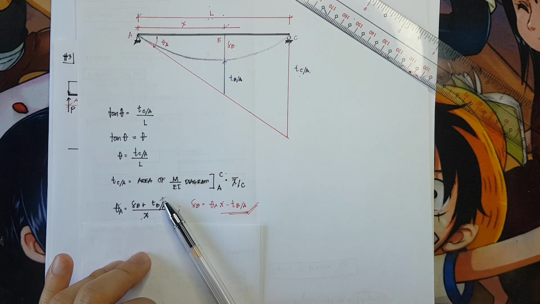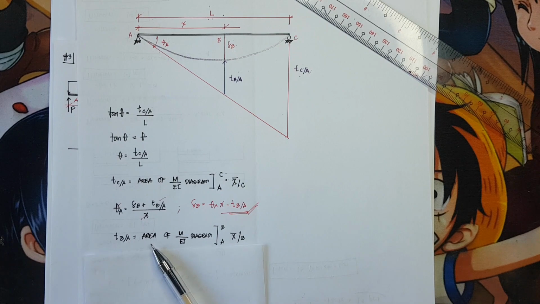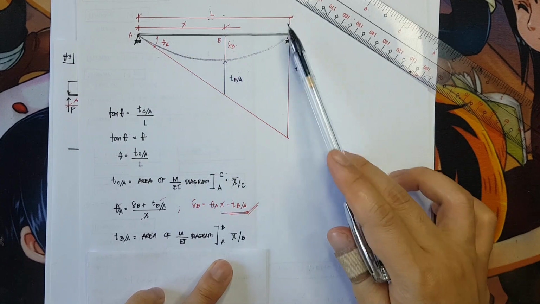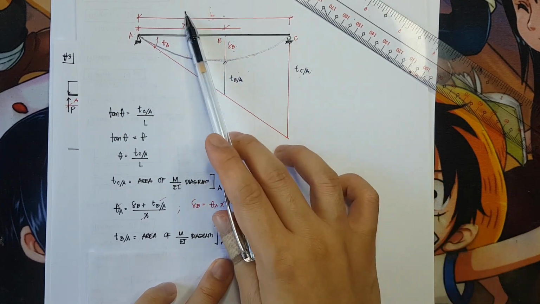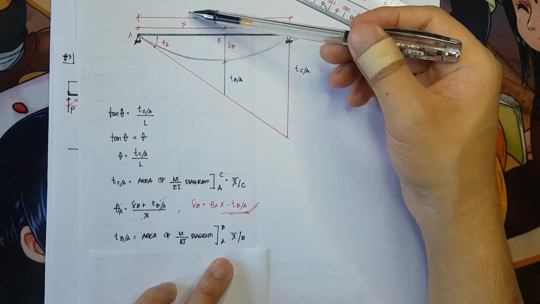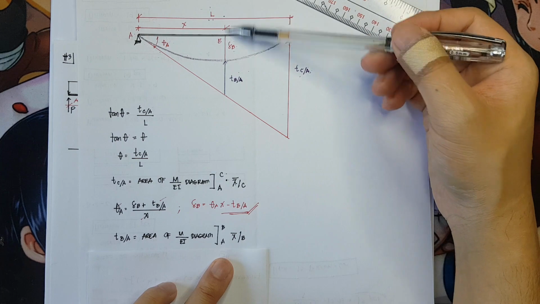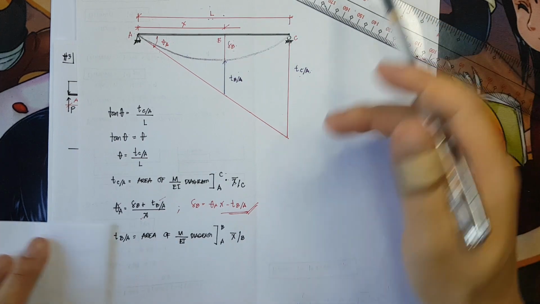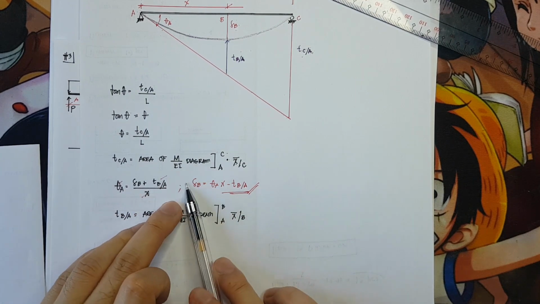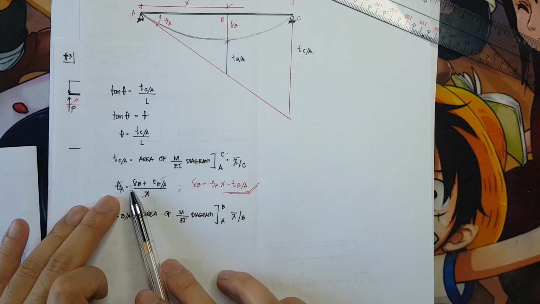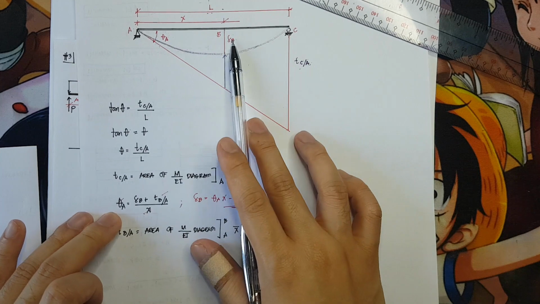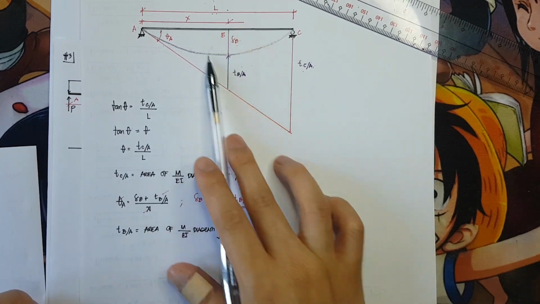To solve the tangential deviation B over A, it is simply the area of the M over EI diagram evaluated from A to B times the lever arm with respect to B, right? Because we are evaluating here, our X bar would be relative to B. Then we already know our TB/A, so substitute it there. We can now solve for the deformation at B. Cross multiply and transpose to the other side, and this is now our working equation for the deformation at B.